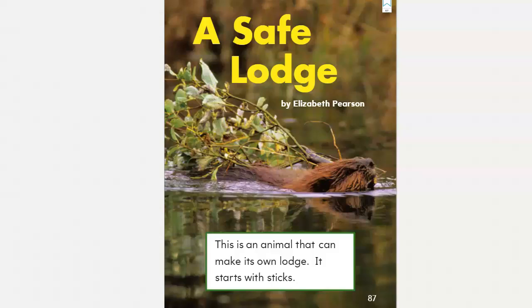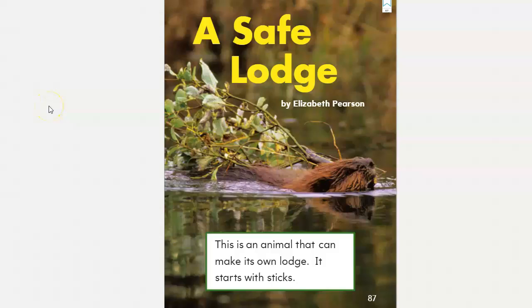Now, the soft C, like in the word mice, makes the S sound. That is a soft C. A soft G and DGE make the J sound, like in the word lodge. It's spelled L-O-D-G-E, but when you say the word lodge, you hear J at the end.